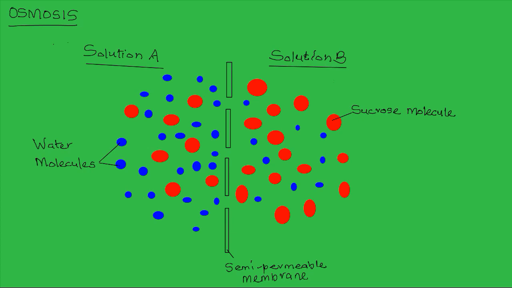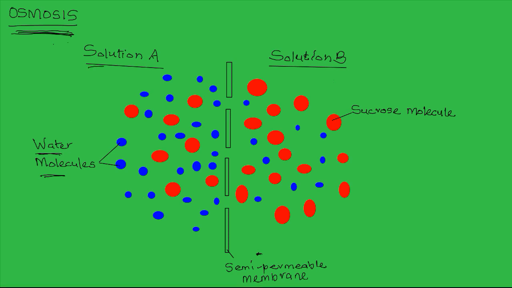Osmosis is a process by which solvent molecules move from a region of their higher concentration to a region of lower concentration across a semi-permeable membrane. Now, usually, osmosis is associated with the movement of water molecules, in that it refers to the movement of water molecules from a region of their higher concentration.